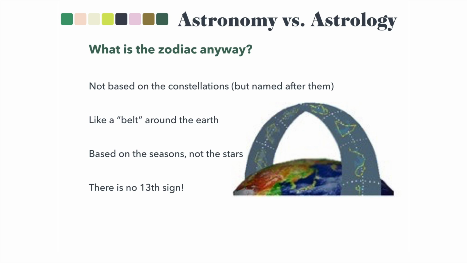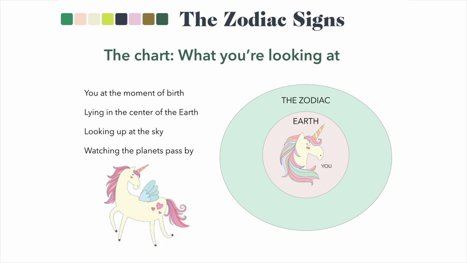You can continue reading the horoscope you always have, and let those so-called scientists know they need to read up on tropical astrology. So what are you really looking at when you're looking at your chart? We love a unicorn, so we have to add one in here. Imagine you're lying on your back on the grass looking up at the sky. It's like you at the moment of your birth, lying right in the middle of the earth, looking up at the sky and seeing all the planets pass. That is what we're seeing when we see your birth chart.